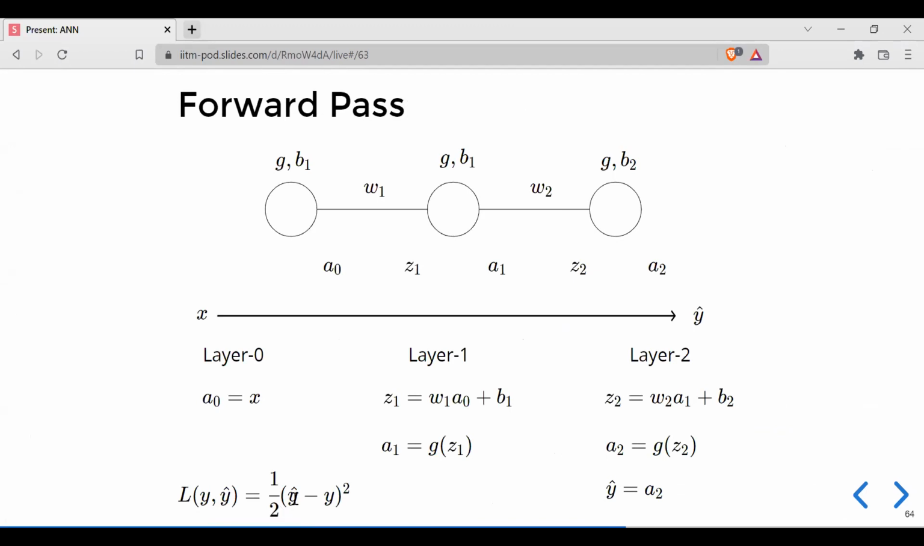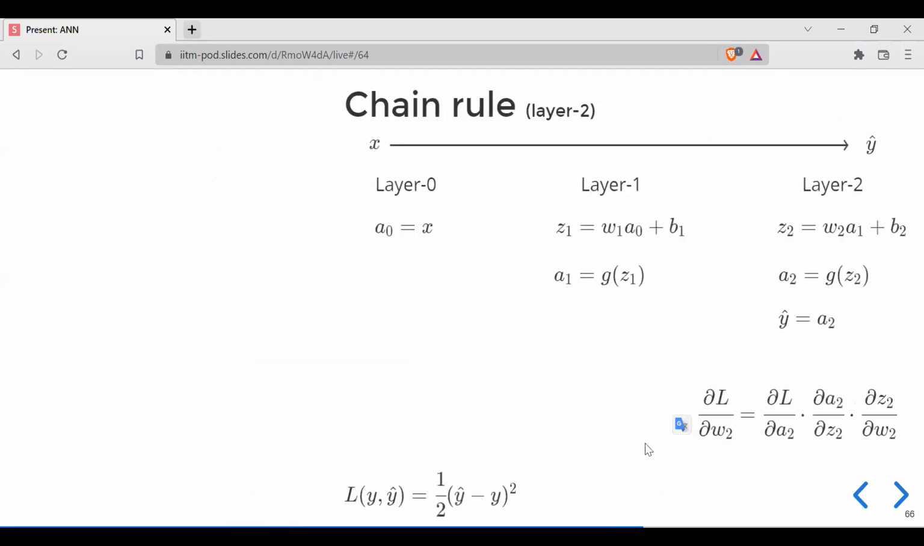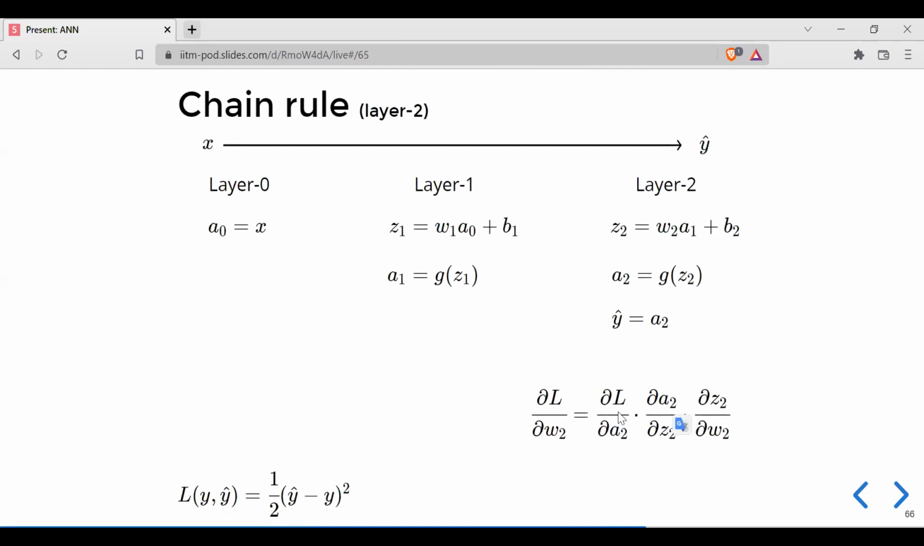So we'll first find the derivative of this y hat. y hat is nothing but A2. So we will find the derivative of L with respect to A2, then the derivative of A2 with respect to Z2, and then the derivative of Z2 with respect to W2. And we will apply the chain rule. In that manner, we will find the derivative of L with respect to W2.